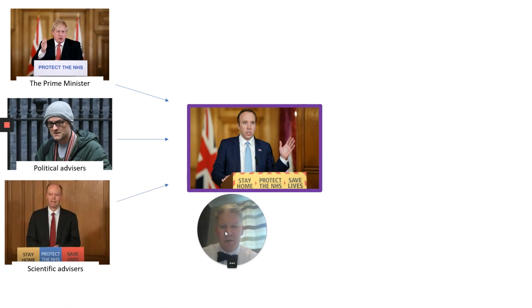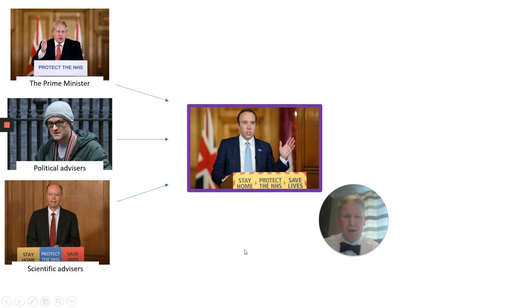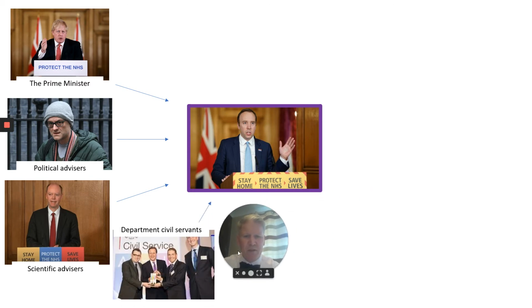And then, of course, we have the scientific advisors who will be shaping Hancock's thinking about what should be the next stages, what should be implemented next based on the science. This has been heavily used by the government as a means of showing how they themselves are doing, making their thinking about who gets what when.